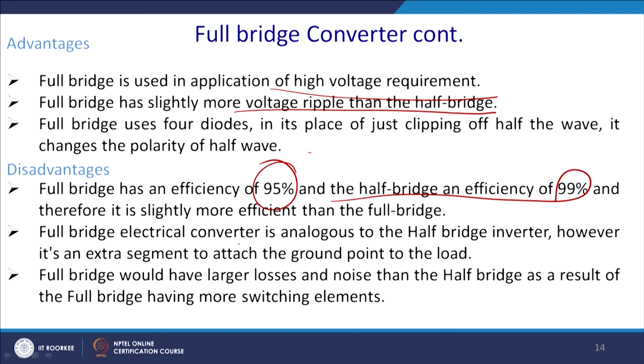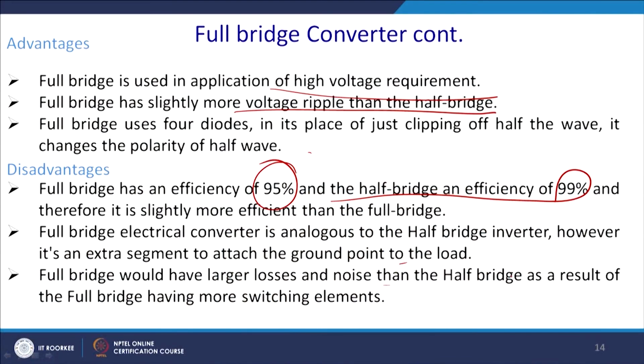The full bridge electrical converter is analogous to the half bridge converter. However, it has an extra segment attached to the ground point of the load. So, we have extra elements that are connected. The full bridge would have larger loss and noise than the half bridge, as a result of the full bridge converter having more switches and elements.